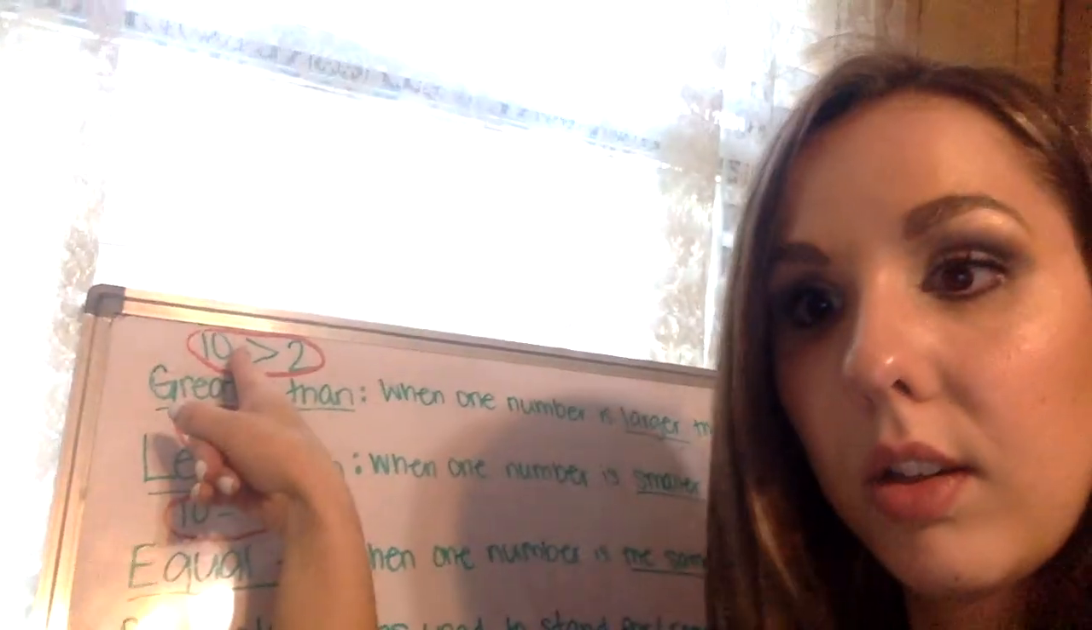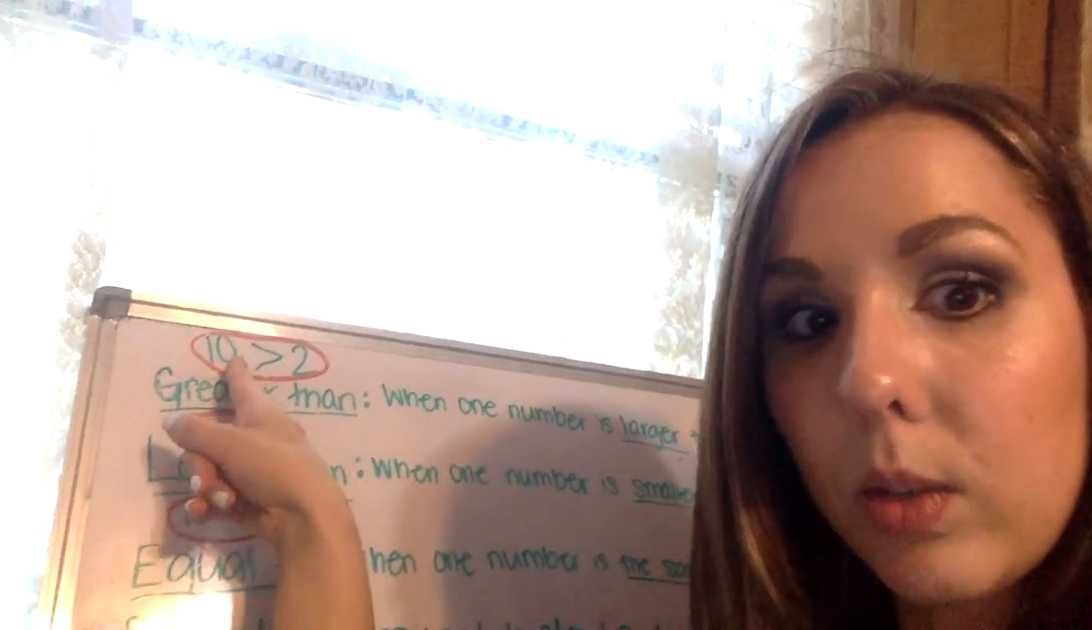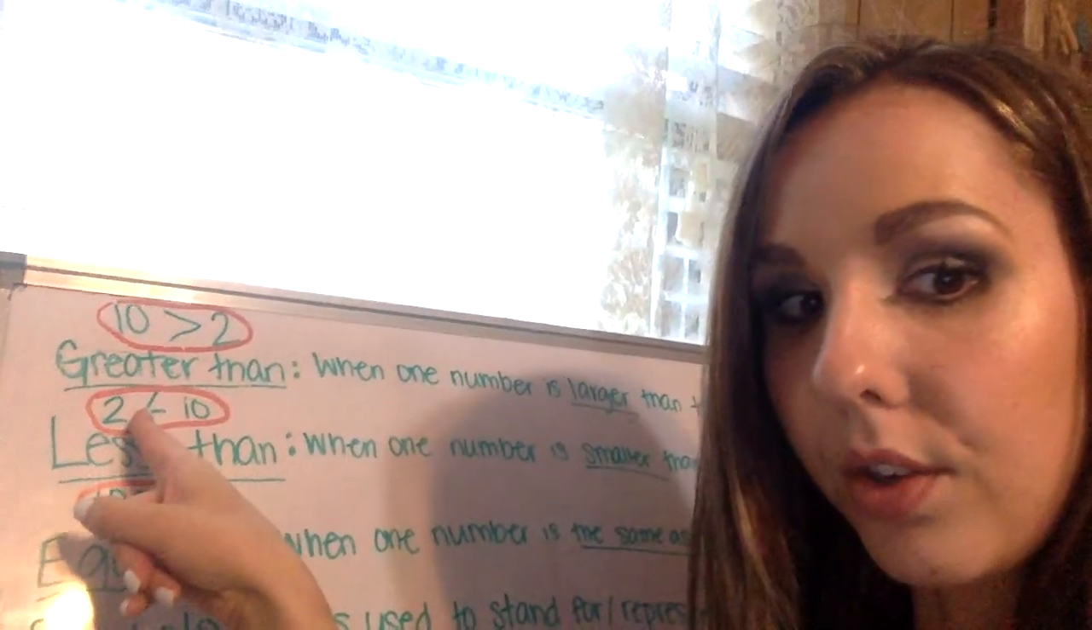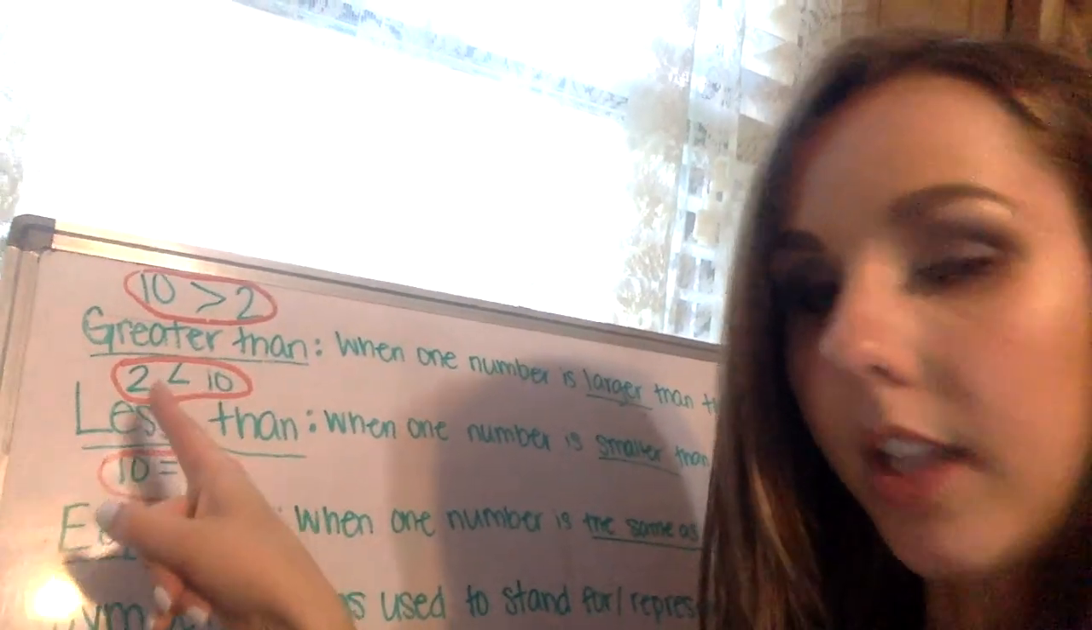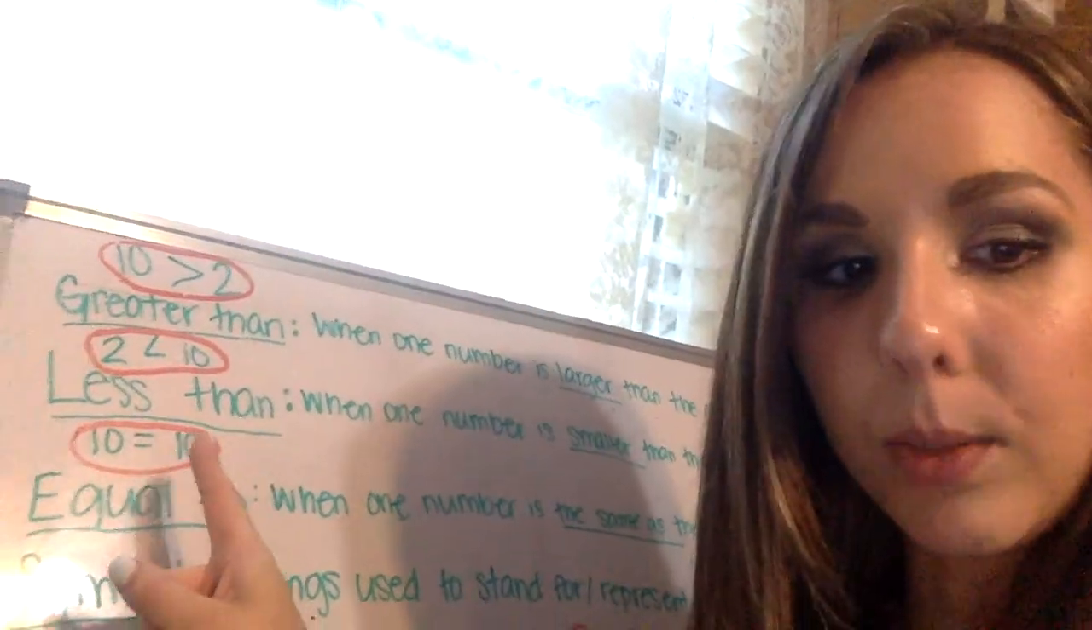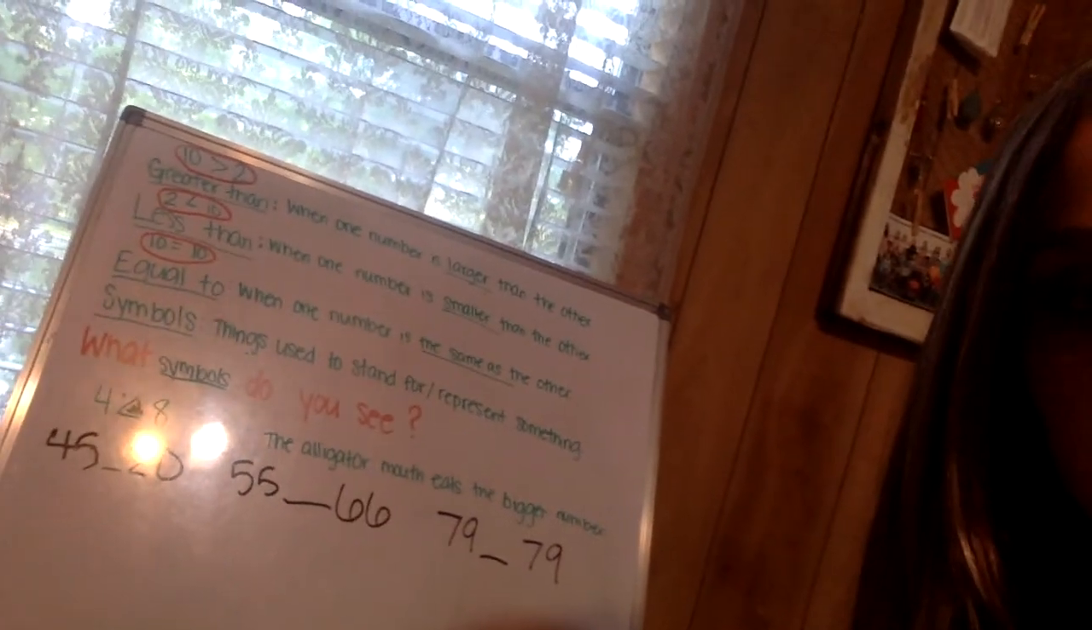This one, where the triangle is open, means that 10 is greater than 2. This one right here, where the arrow is pointing to the 2 and open to the 10, is saying 2 is less than 10. Then right here we have 10 equals 10. So, what symbols do you see? Somebody raise their hand and tell me.